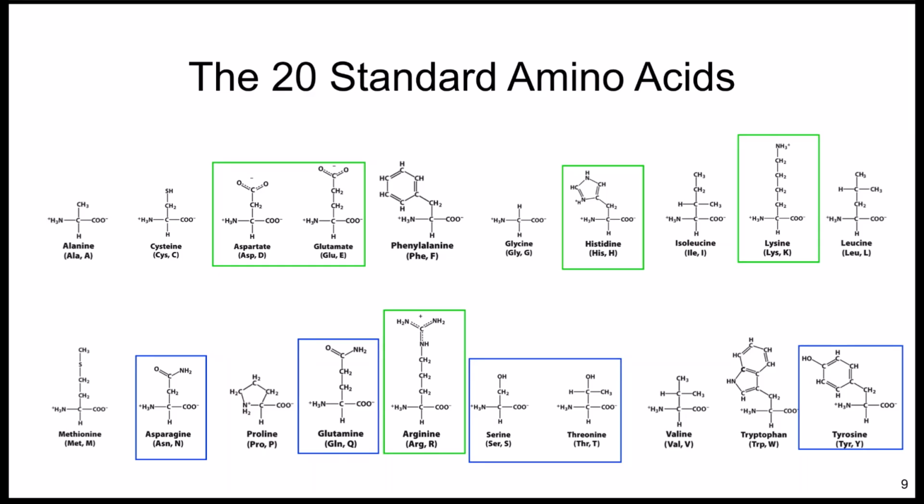We also have a bunch of polar amino acids that can form hydrogen bonds, and these are highlighted in blue. So they'll either contain hydroxyl groups or amide bonds that can act as hydrogen bond donors and acceptors. And then we also have cysteine, which can now form disulfide bonds and help stabilize the overall structure of a protein. So that leaves us with about 9 amino acids.